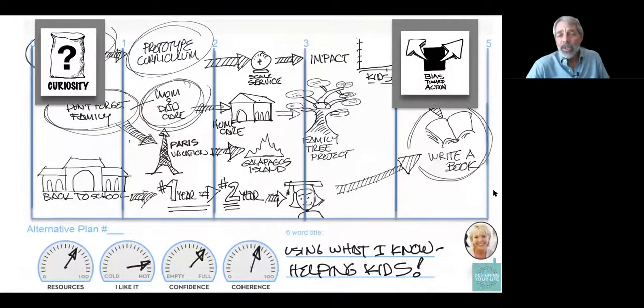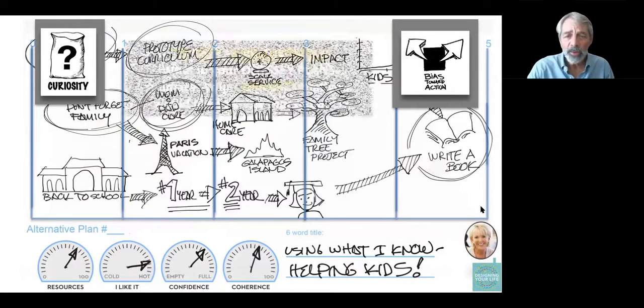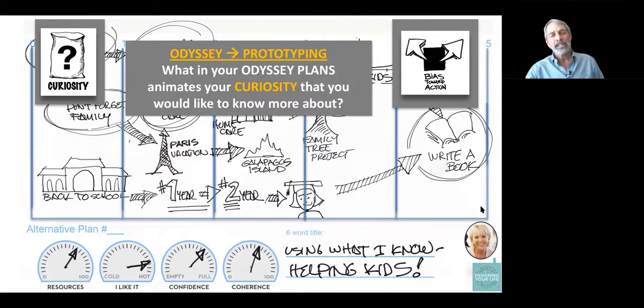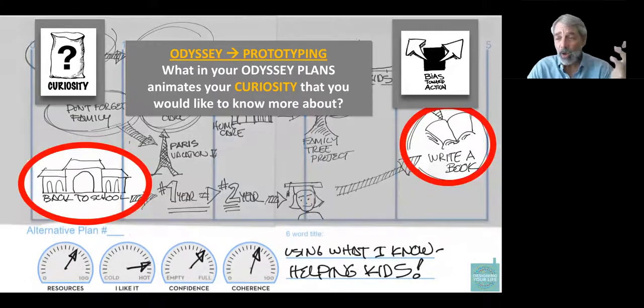Okay, now what do you do with this thing? The whole point of Odyssey planning is not to come up with a plan you're going to implement. It's to come up with ideas that will animate your curiosity in order to go take action in the form of prototyping. The point of Odyssey planning is to come up with things that identifiably say, ooh, I'd like to learn more about that. And then you go off and prototype them. So in Anne's case, she thought writing a book, despite the fact that it was kind of a joke, was really interesting. I'd love to know more about that. And hey, going back to school, work.